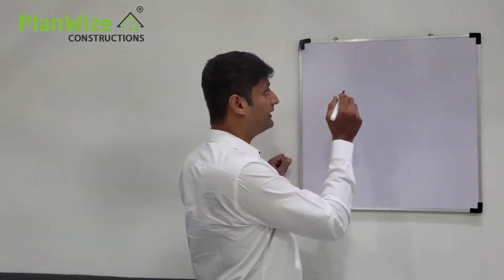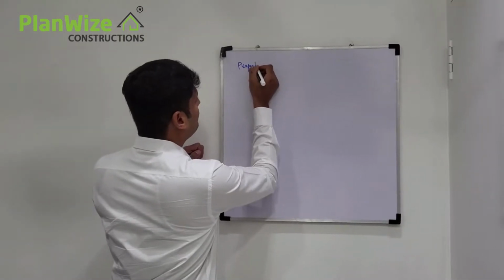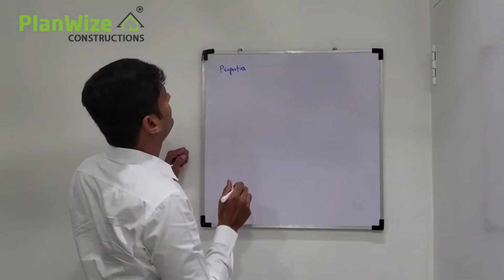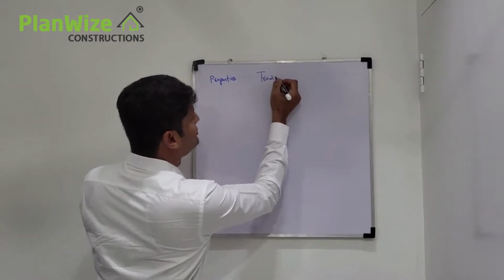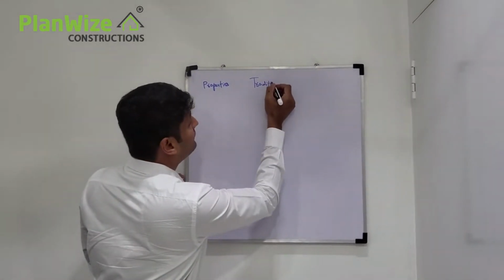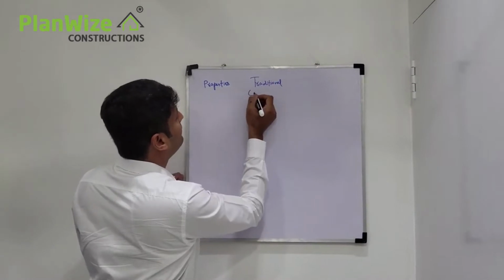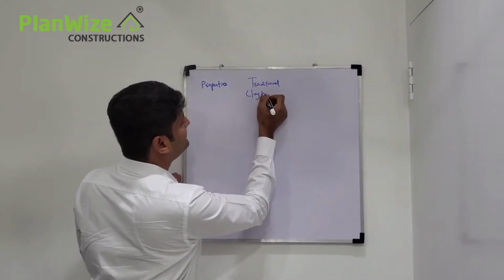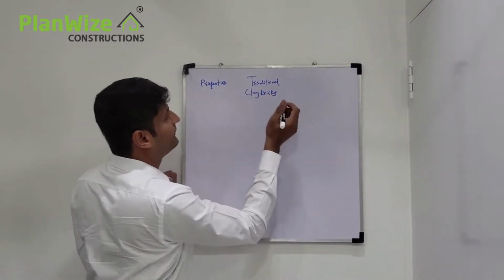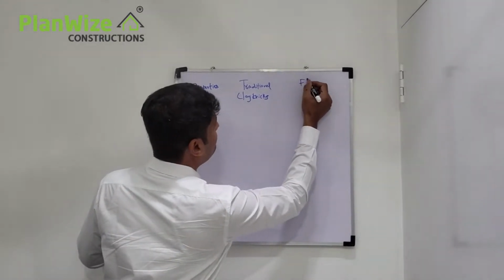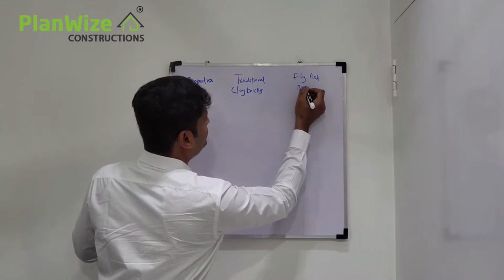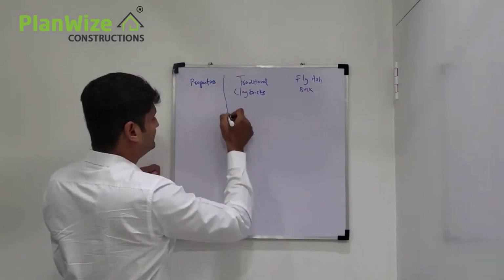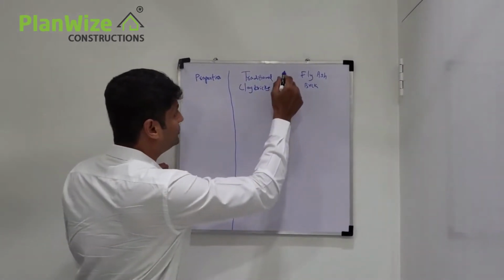So here let me write the word properties, and here let me mention traditional clay bricks. Here let me write fly ash bricks. So I'll make 3 columns like this.